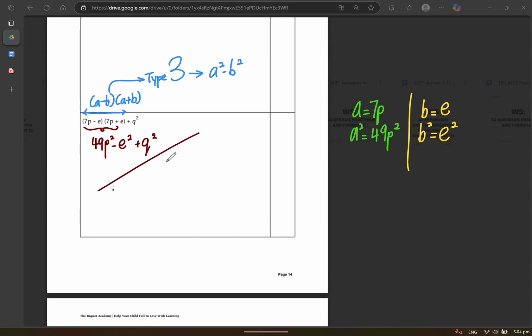And therefore, this is my answer for this question because there's nothing common over here, nothing I can minus. That's the reason why this is your answer for this question.